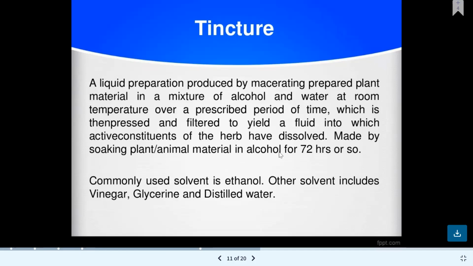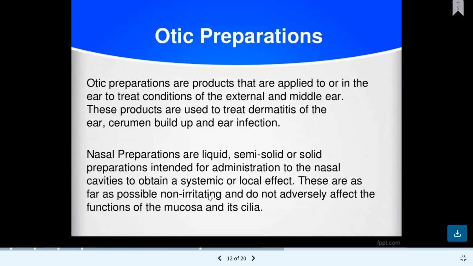Okay, you should leave it for 72 hours and so on. So the commonly used solvent is ethanol. Ethanol is commonly used in tinctures. Other solvents include vinegar, glycerin, and distilled water. So such types of solvent are also used in tinctures.